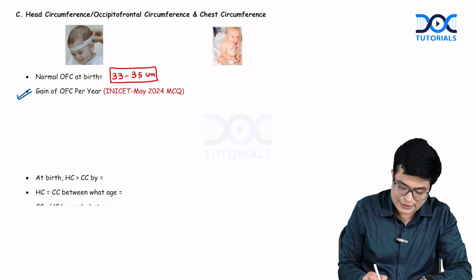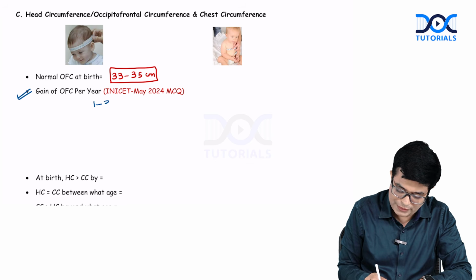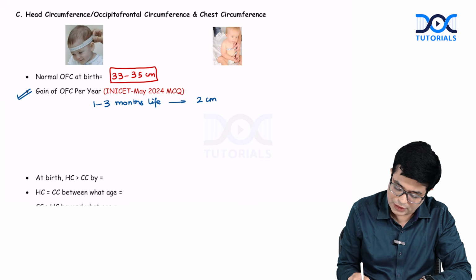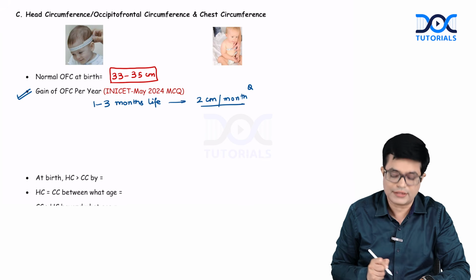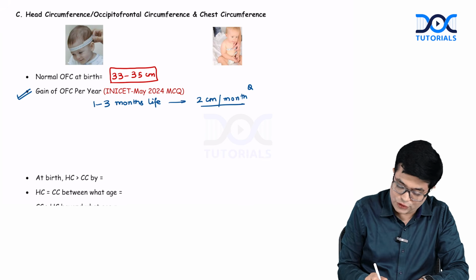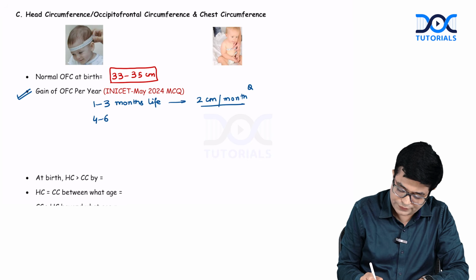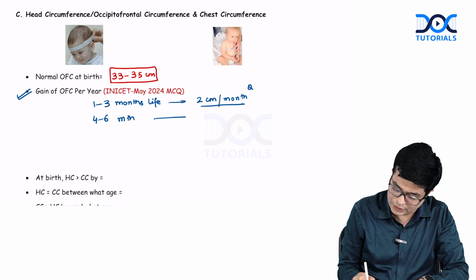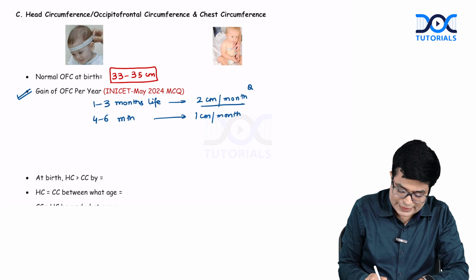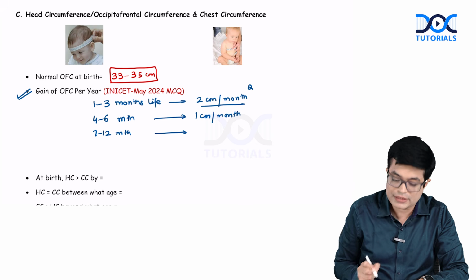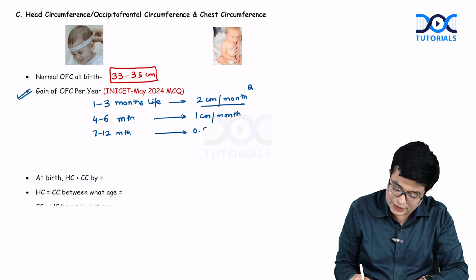You will remember like this: between 1 to 3 months of life, the child grows 2 centimeters per month. And this is what was asked in the entrance exam. Between the age group of 4 to 6 months of life, the child grows about 1 centimeter per month. Then 7 to 12 months, the child gains how much head circumference? Only 0.5 centimeter per month.